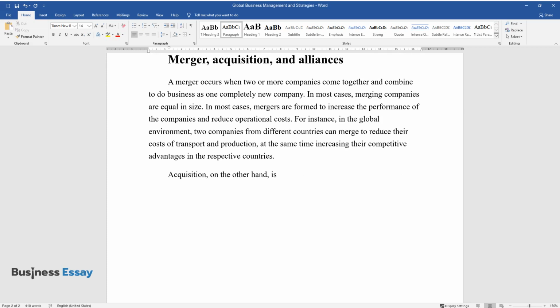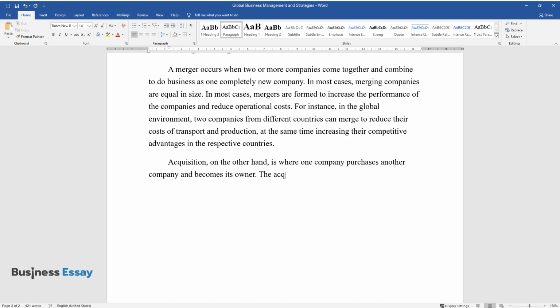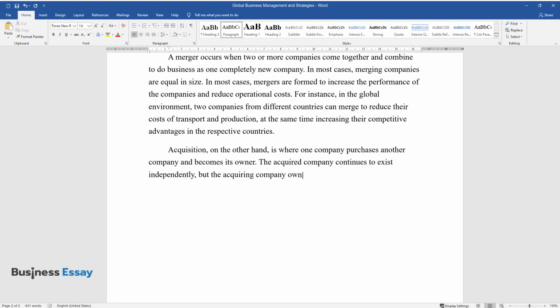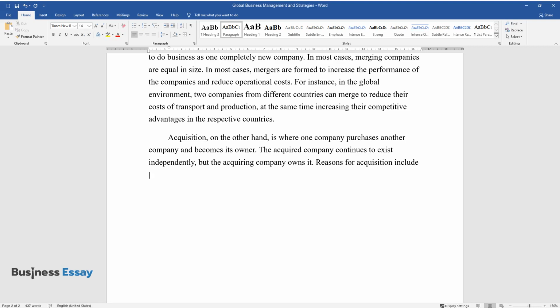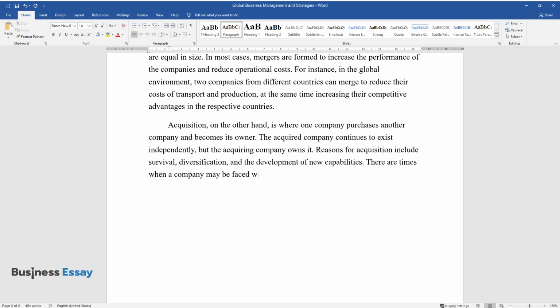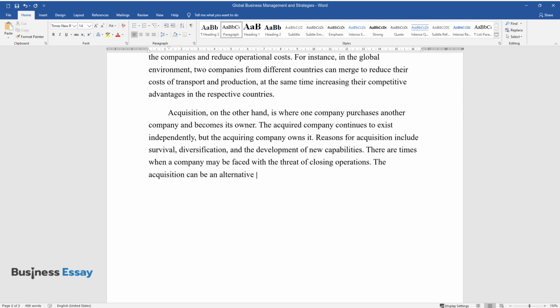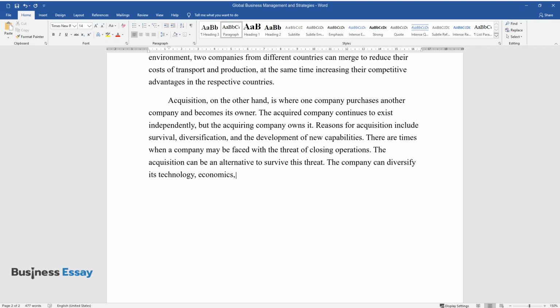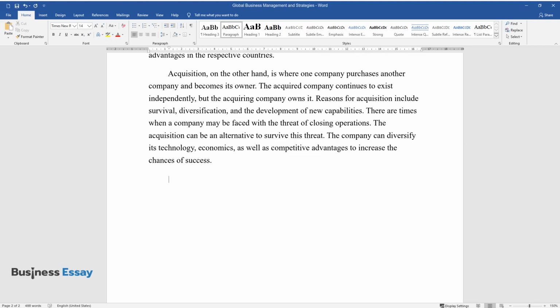Acquisition, on the other hand, is where one company purchases another company and becomes its owner. The acquired company continues to exist independently, but the acquiring company owns it. Reasons for acquisition include survival, diversification, and the development of new capabilities. There are times when a company may be faced with the threat of closing operations. The acquisition can be an alternative to survive this threat. The company can diversify its technology, economics, as well as competitive advantages to increase the chances of success.